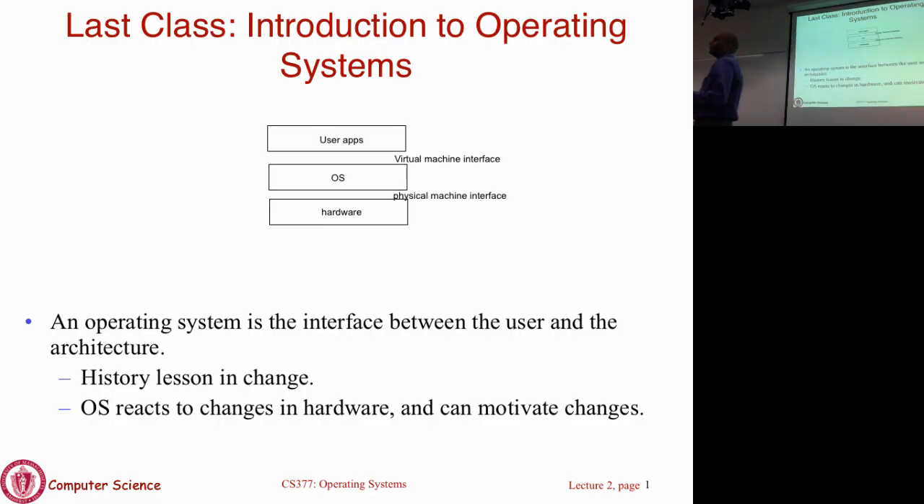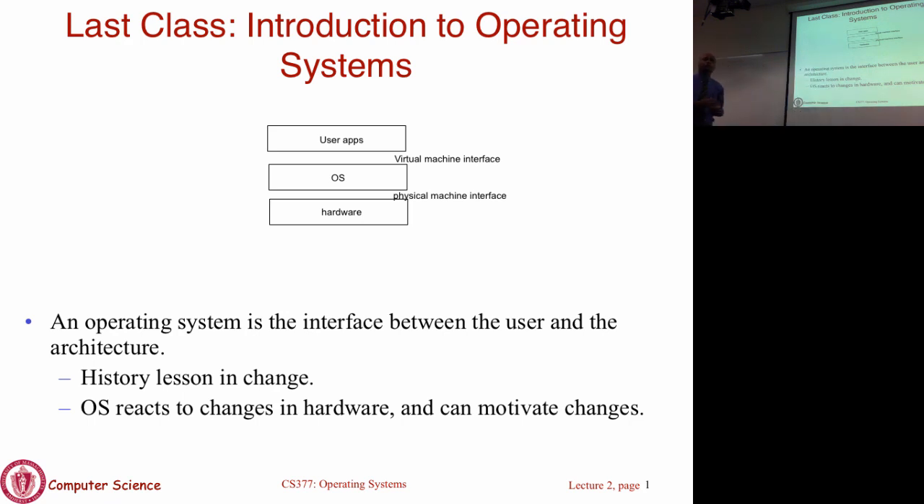So last time we talked about operating systems from a very high level perspective. I gave a definition of what operating systems are from the perspective of this class. I showed this picture where basically it said it's the software layer that sits between the hardware and the user application. It uses the physical machine interface and exposes a more convenient, easier to use virtual machine interface to the end user and to applications.